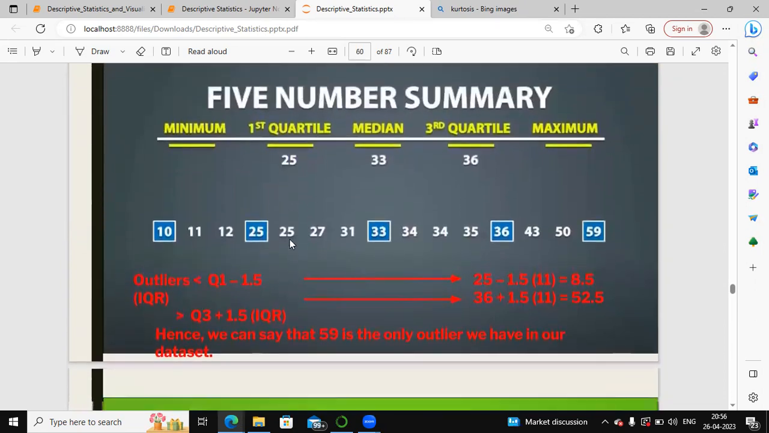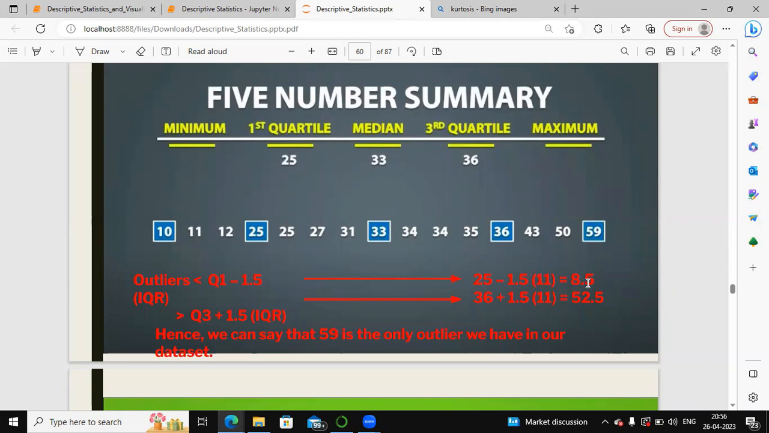Now let's take a five number summary. You have a data set where values lie between 10 and 59. Let's see the outliers that are present. Q1 comes out to be 21 minus 1.5 into IQR, that is 36 minus 25, which is 11. So it comes out to be 8.5. So a value less than 8.5 is considered to be an outlier.